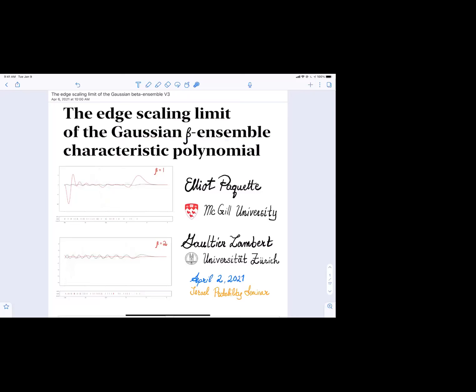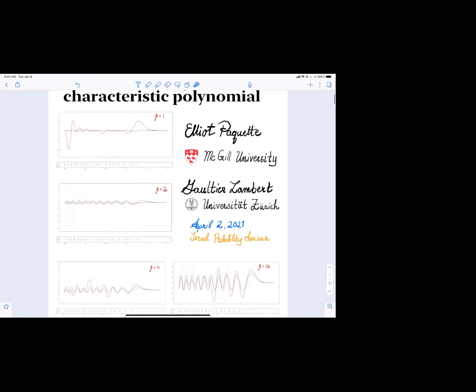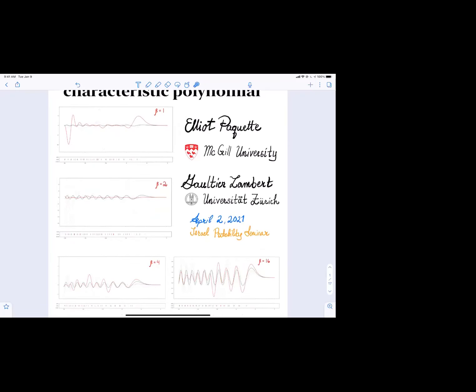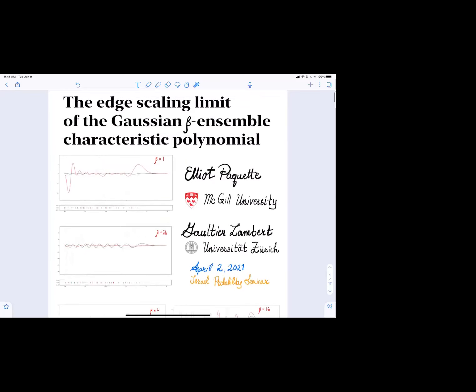But the way I'm going to frame what I'm talking about is as the description of a new random analytic function, random entire function, which is the stochastic Airy function. The stochastic Airy function appears as the limit, in some sense, of the edge of one of these characteristic polynomials of a random matrix. I've simulated some pictures of that particular stochastic Airy function, so I will show you these quickly. Before I leave the first page, let me just say that everything I'm talking about is joint work with Gauthier Lambert.